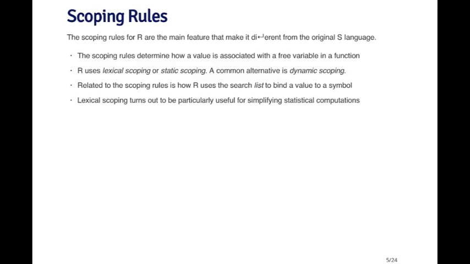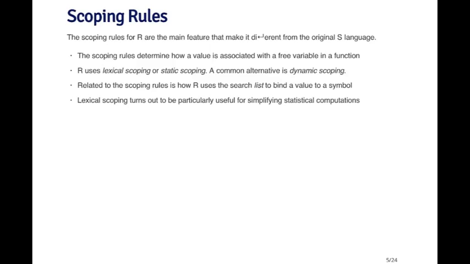So what are the scoping rules? The scoping rules determine how a value is bound to a free variable in a function. If you're in a function, there are two types of variables. There are the function arguments that are passed through the definition of the function, and then there may be other variables or symbols found in the function that are not function arguments. The question is, how do you assign a value to those symbols? R uses what's called lexical scoping or static scoping, and this is a common alternative to something called dynamic scoping.